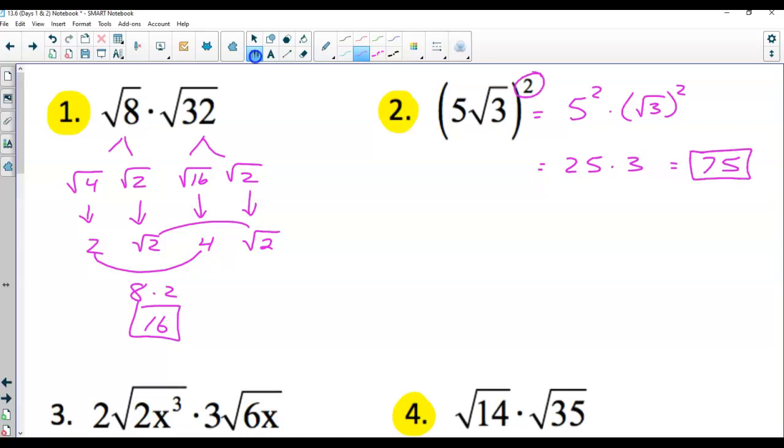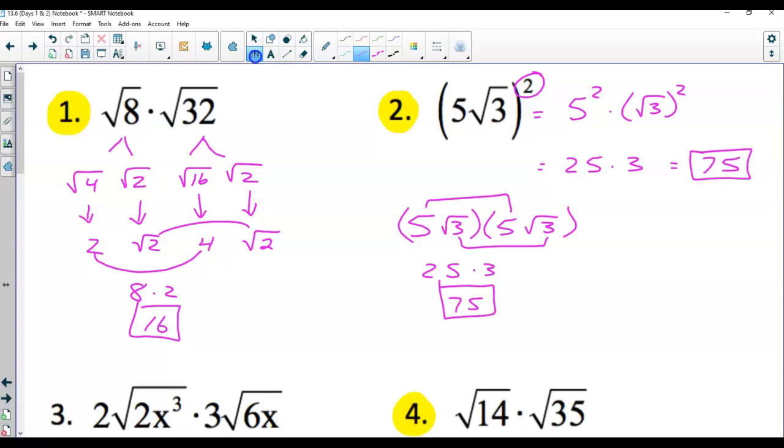Otherwise, I want to remember, what does it mean to square something? It's 5 square root of 3 times 5 square root of 3. I can multiply my outies. I can multiply my innies to get 75. There's always 2 ways to skin a cat, guys.